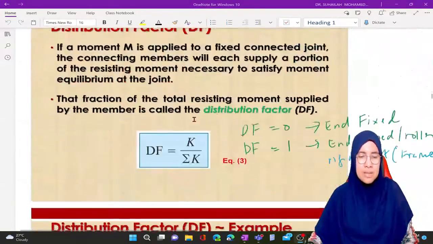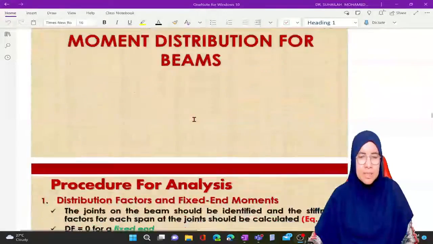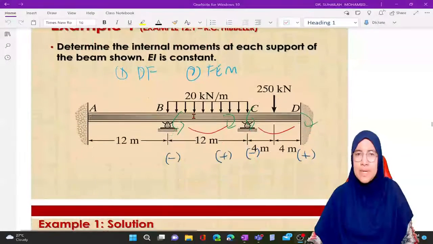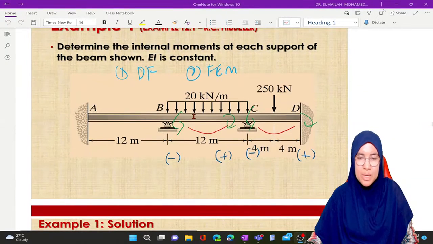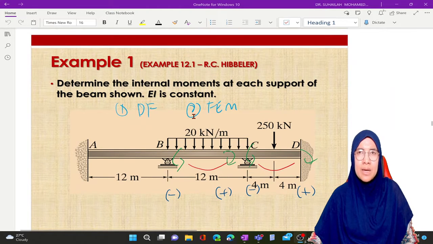Okay, let's look at the example. Okay, this is the example that we have actually discussed last week. So we revise this back before we move to the example considering support settlement. Okay, always remember that the objective in analyzing a beam or frame using moment distribution method is that we are actually calculating member end moment, or internal moment, or bending moment. It is member end moment.